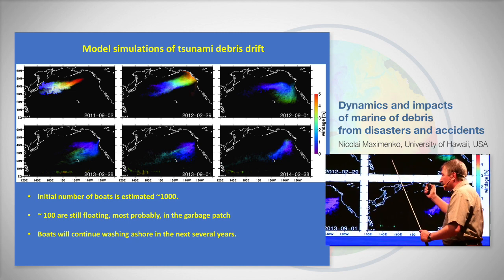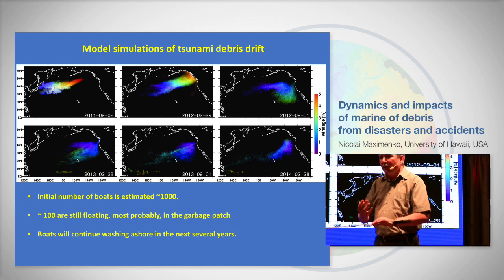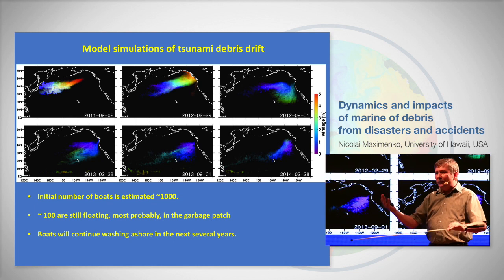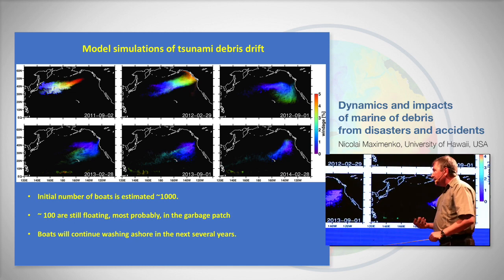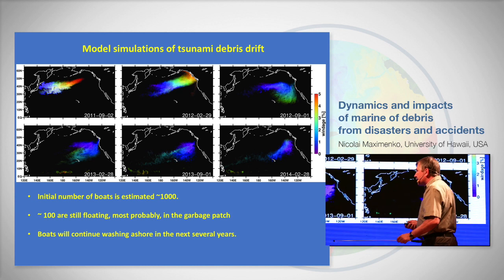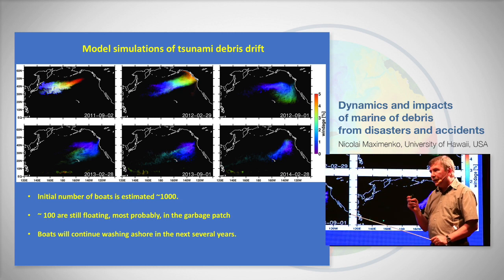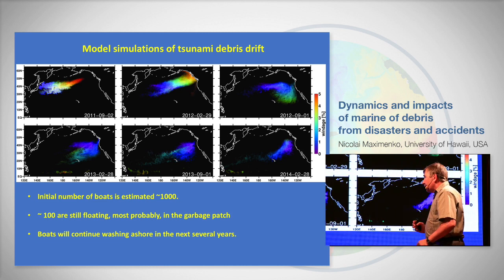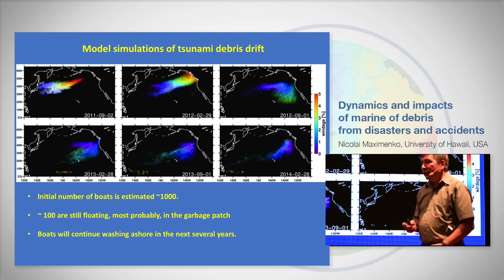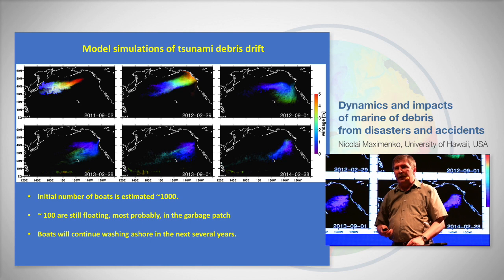Now when we have this optimal windage, we can calibrate our models, convert model units into actual units, boat count, number of boats per unit area in the ocean. We can convert into the number of boats that arrived in different regions. And this allowed us to estimate that the original number of boats generated by the tsunami was approximately 1,000. And this is consistent with estimates of the Japanese Coast Guard. And with this number, we expect approximately 100 boats to be still floating in the ocean. And because the boats that we find come in excellent condition, we think they will continue coming. They are not going to sink down.